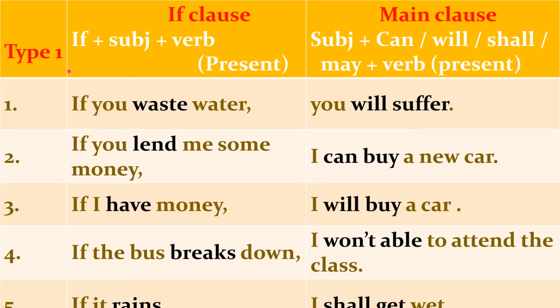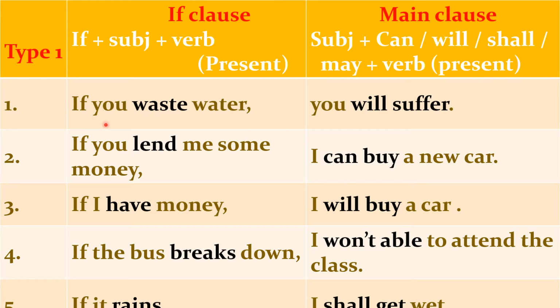See some more examples for type 1. The structure of type 1 is if plus subject plus verb. The verb must be in present tense in the if clause, and subject plus can or will or shall or may plus verb in the main clause. Here also the verb must be in present tense.